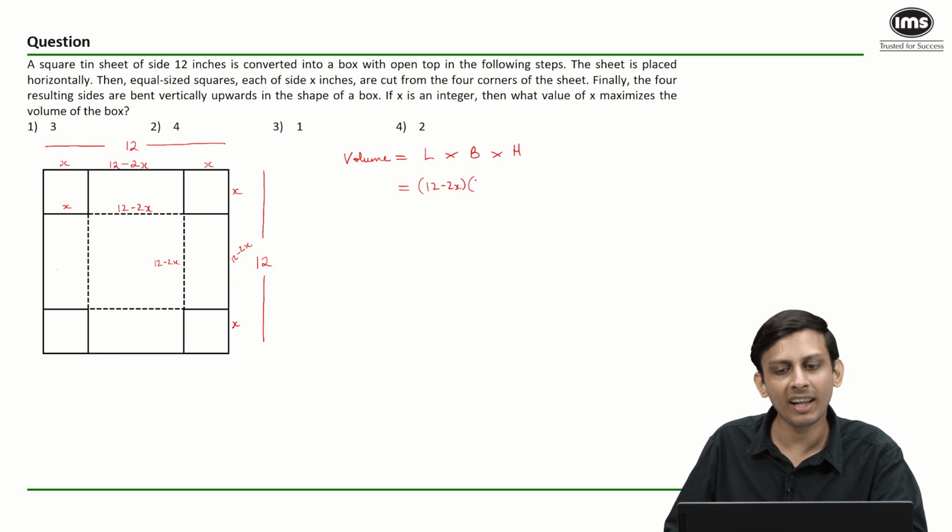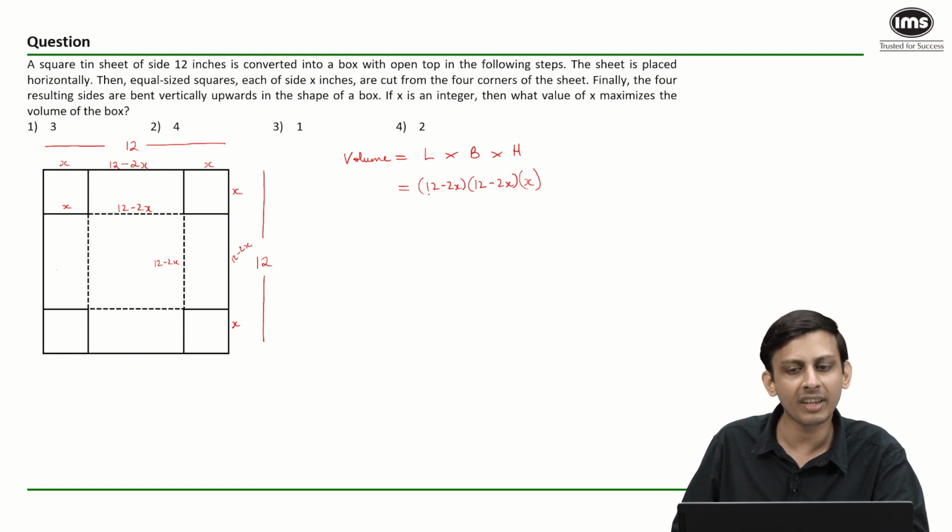Now we have seen length is 12 minus 2x, breadth is also 12 minus 2x, and the height is x. Now we have to maximize this, and we have to find which value of x will maximize this. Whenever we have a maximum or minimum, we can either think about AM greater than or equal to GM, or we can think that when the sum is constant, the product will be maximum when the values are equal.